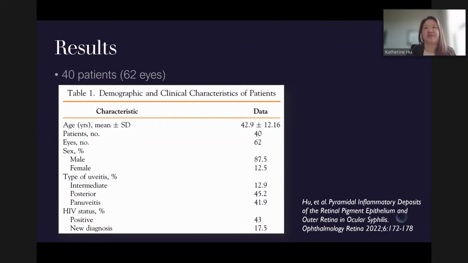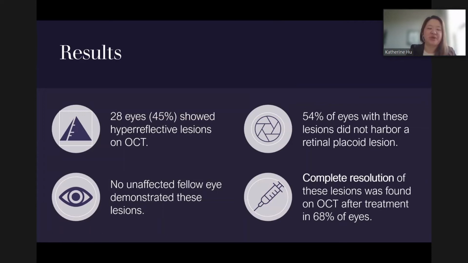In terms of the OCT findings that we were particularly curious in looking at, 28 eyes or 45% of our patients showed these hyperreflective pyramidal lesions on OCT. 54% of these eyes with these lesions did not have a retinal placoid lesion or really any retinal lesion for that matter that could be detected on either examination or other imaging modalities like autofluorescence. No unaffected fellow eye demonstrated these lesions, and complete resolution of these pyramidal lesions was found on OCT for 68% of eyes after treatment.